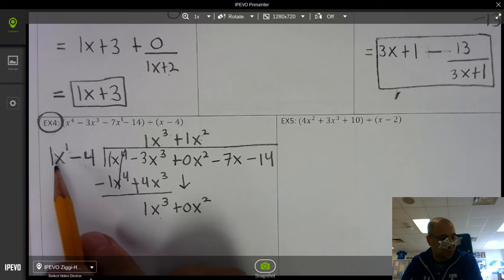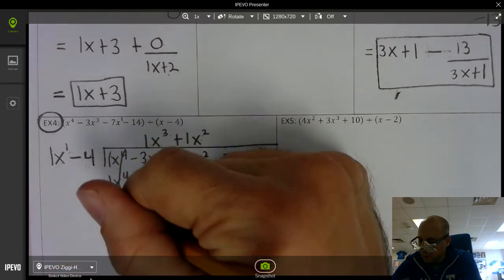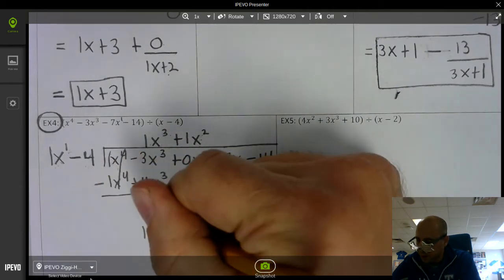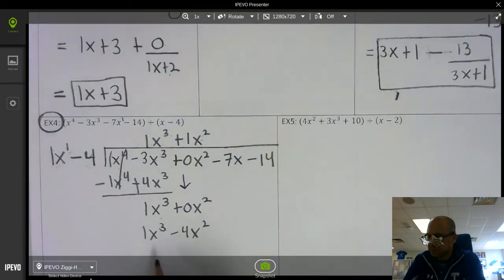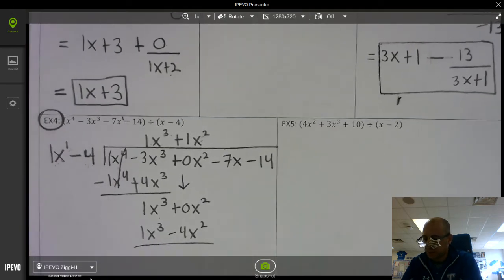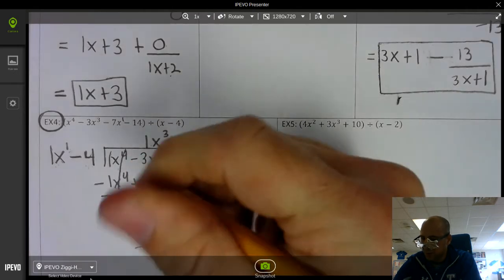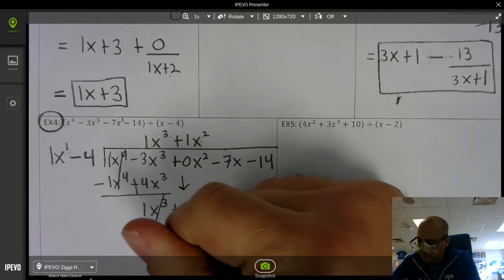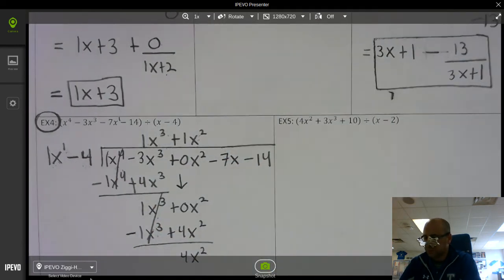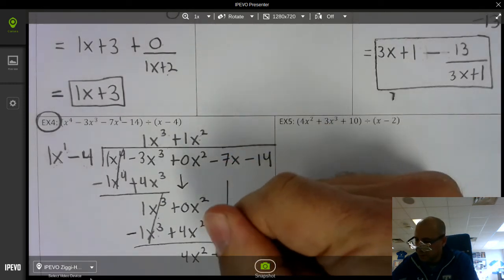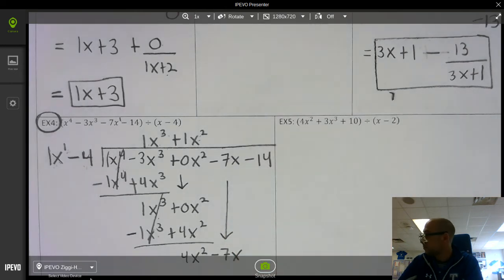Now we're into step 2, multiply. So that's 1x cubed. 1x times negative 4 is a negative 4x squared. Okay, but remember, you subtract, so this becomes subtract, plus this cancels. Remember, these should always cancel right here. The first term should always cancel. If they don't, then you made a mistake. So you get 4x squared. Now we're into step 4. Bring down, you get minus 7x.